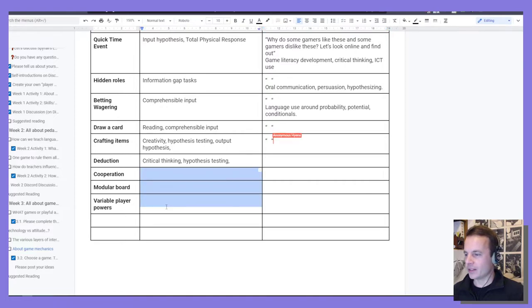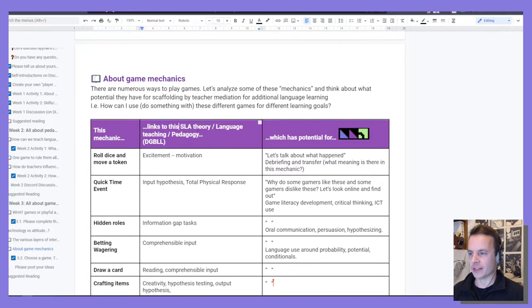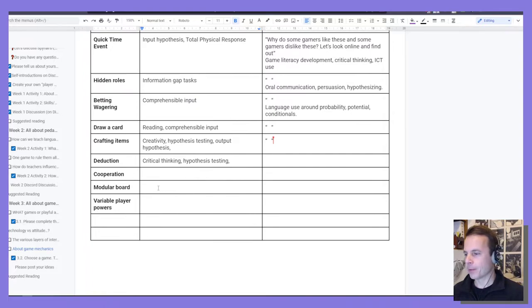Okay, so we have these three at the bottom here, and we have some ideas here as well. For example, what's cooperation in terms of SLA theory, language teaching, pedagogy? How about modular boards? What's the idea about having a board that can be made in different ways? Variable player powers: if your students have different powers within a team, how does that affect learning? What learning could be brought forth from that particular situation? Feel free to add things and fill it in. That's the activity right now.